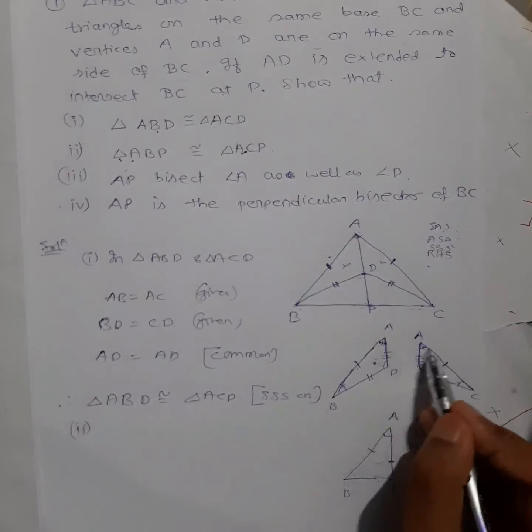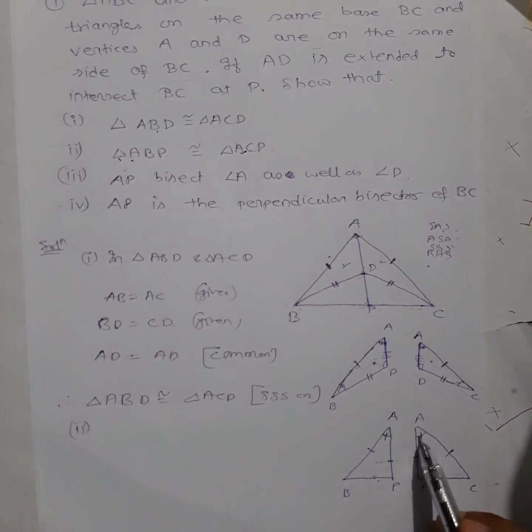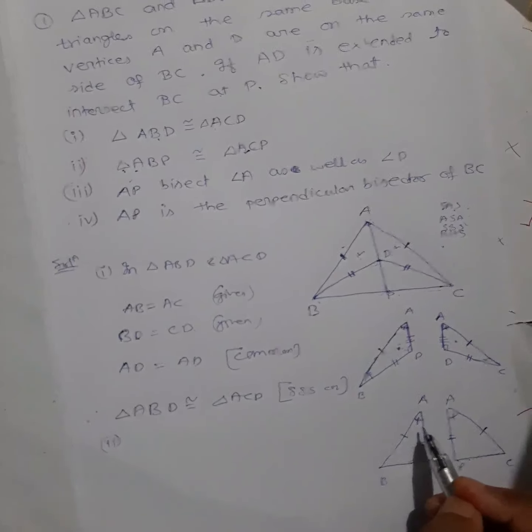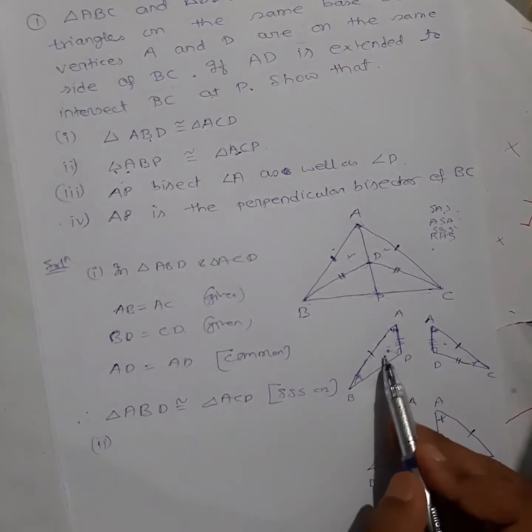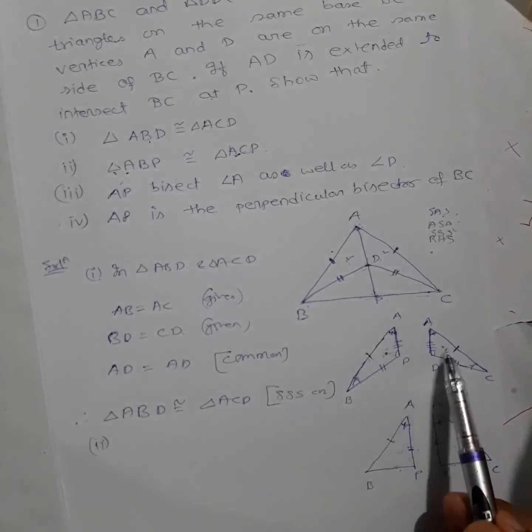So can I say these two angles are equal? Yes. Proof: side angle side, side angle side congruency. Very simple. I hope you have understood. In the previous part, that is question number 1, we have proved that these two triangles are congruent.